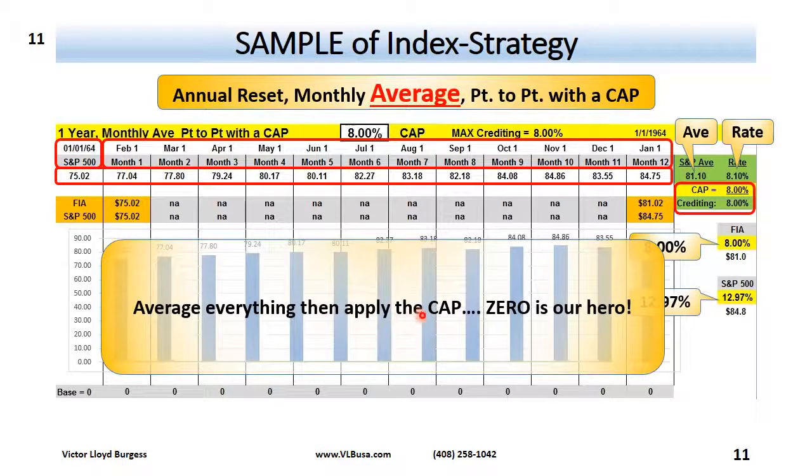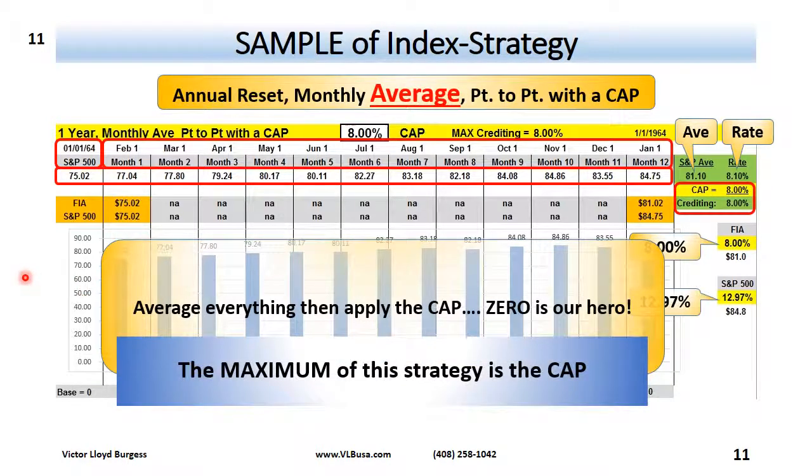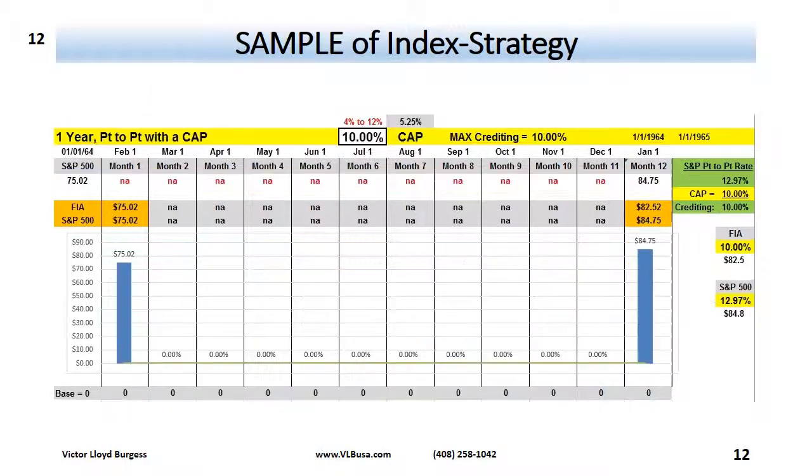So we take the reading every month on the same day. We calculate, we average it, apply the cap, and zero is our hero again. If it's zero or less, we don't lose anything, but we protect anything that we gained. The maximum you can gain on this strategy is whatever the cap is. In this example, it's 8%. So the maximum for this year with an 8% cap is 8%.